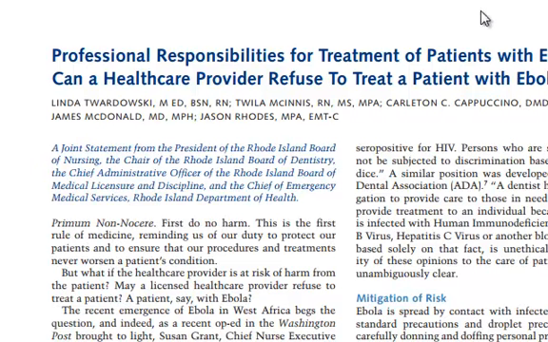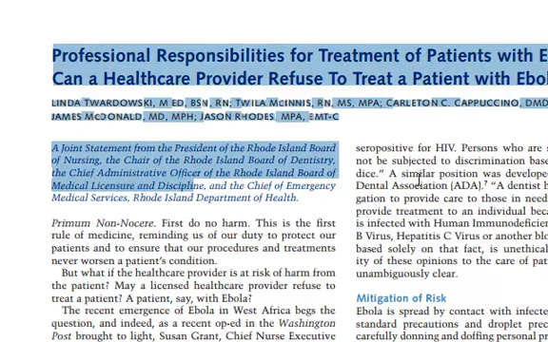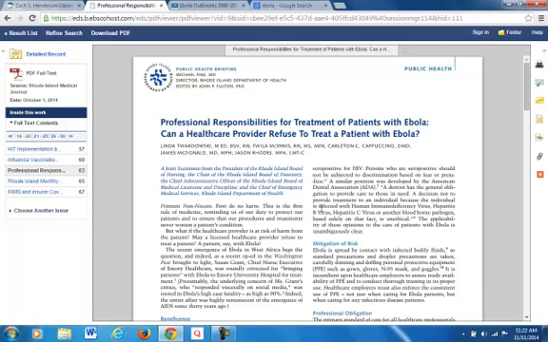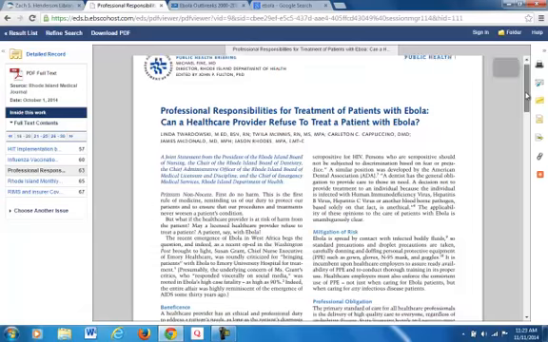Okay, so I just clicked on an article about professional responsibilities for the treatment of patients. And that was another thing that was in the news, talking about the nurse that contracted Ebola, and one of the reasons why she probably got it is because they said that she didn't have any training on how to react to the disease.